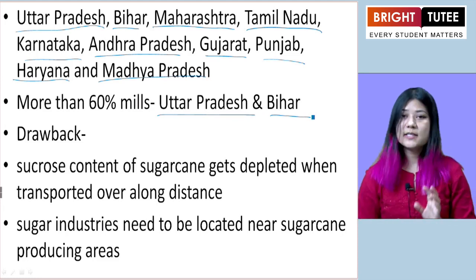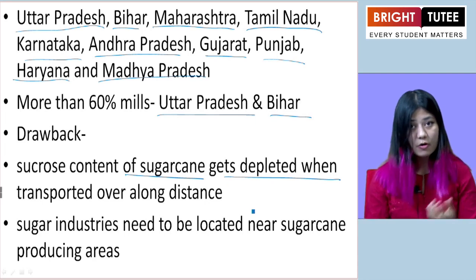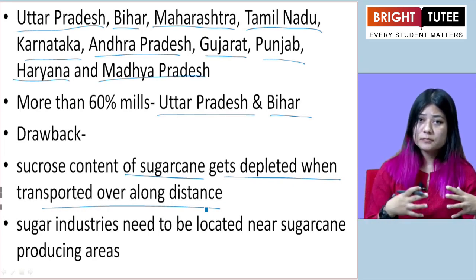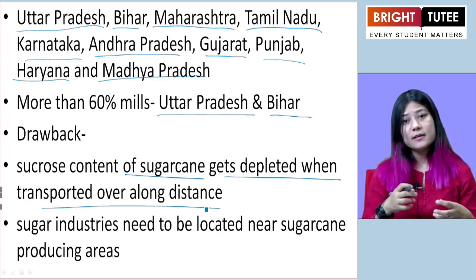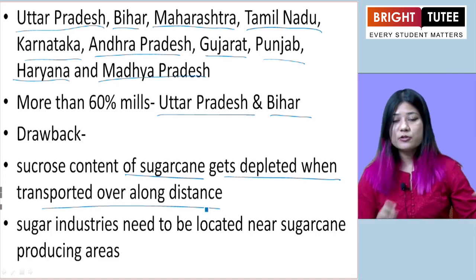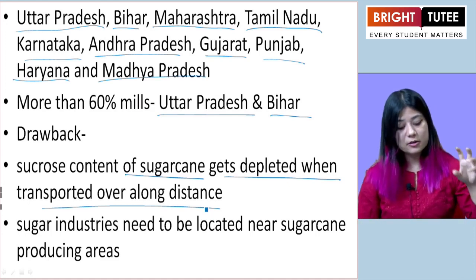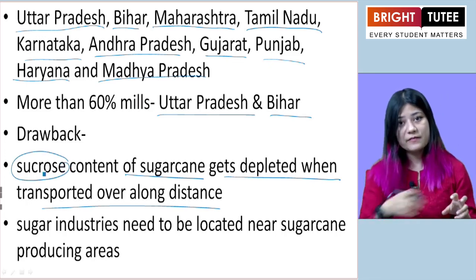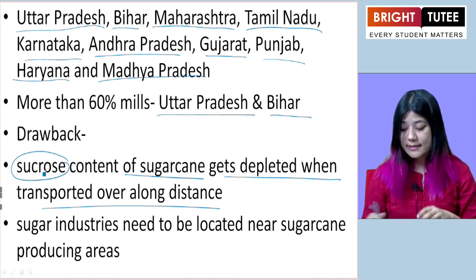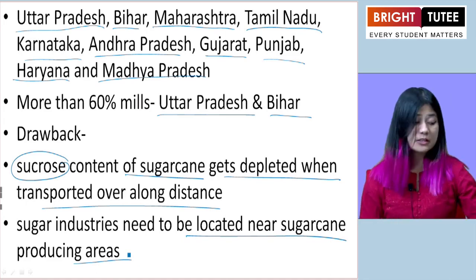Now, the sugar industry also faces some problems. The sucrose, the sugar content of sugarcane, gets reduced when transported over long distances. So if the industry is located far away from the area where it is grown, there is a problem. When the sugarcane is harvested, it needs to be transported to the industry to process it and manufacture sugar. But if the distance is too long, if it takes days to reach the industry, the sucrose content gets reduced. That is why sugar industries need to be located near the sugarcane producing areas, so that the sucrose content of the sugarcane remains intact and does not reduce.